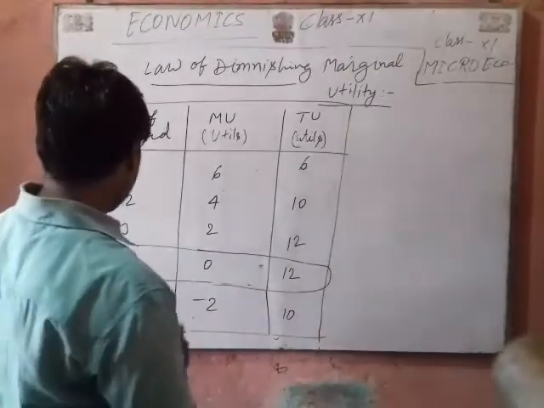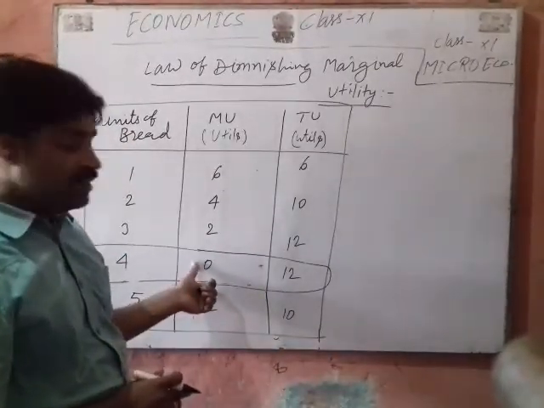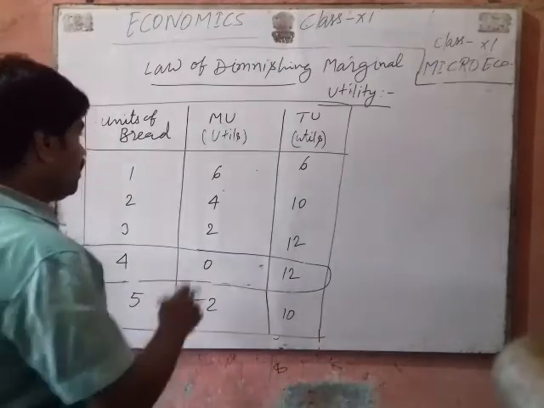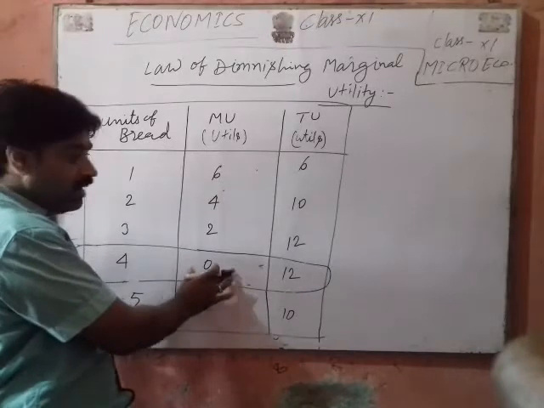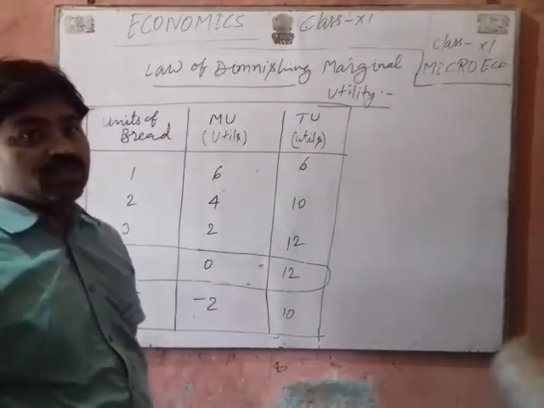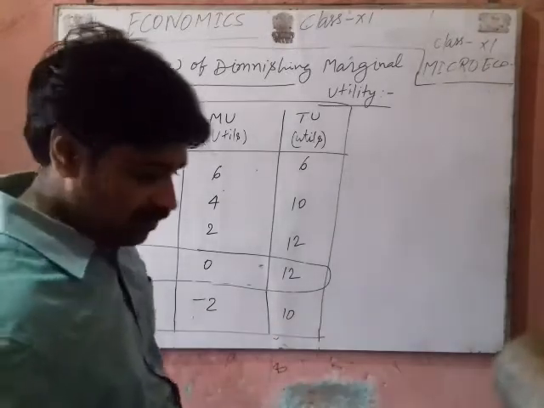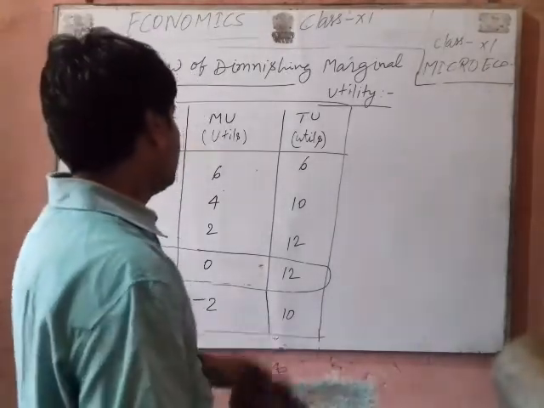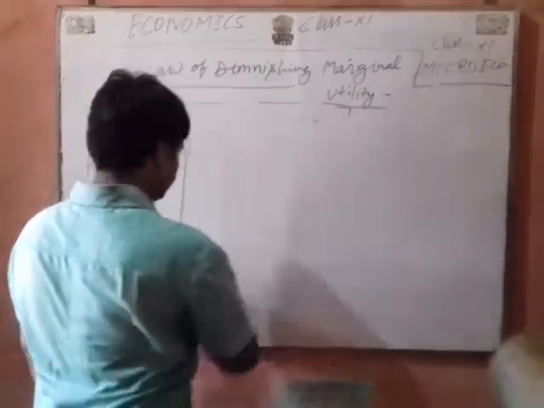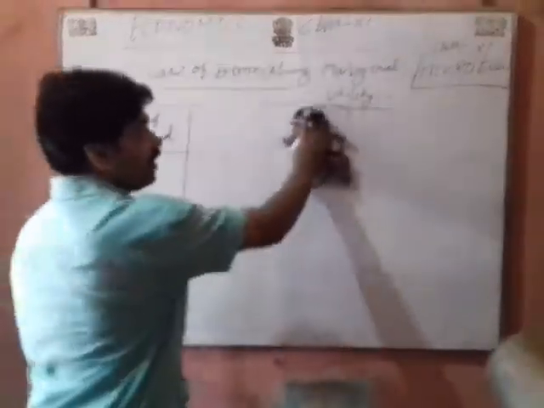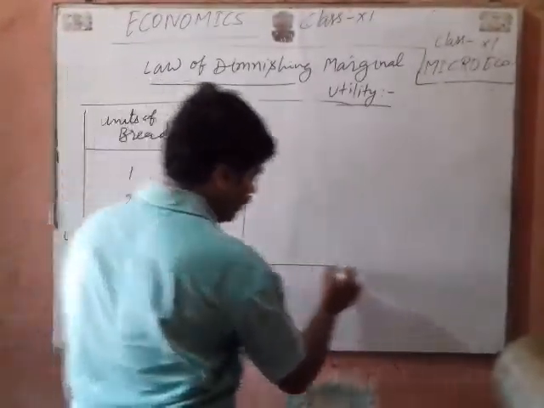So, a rational consumer will consume the units of goods and services till MU is 0. It is also called the point of saturation. We can also explain it with the help of a graph. On the basis of the schedule, we can show it with the help of a graph.